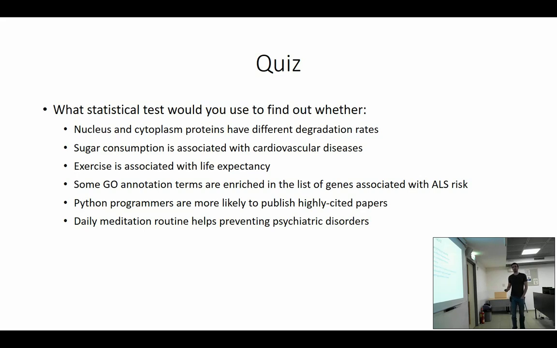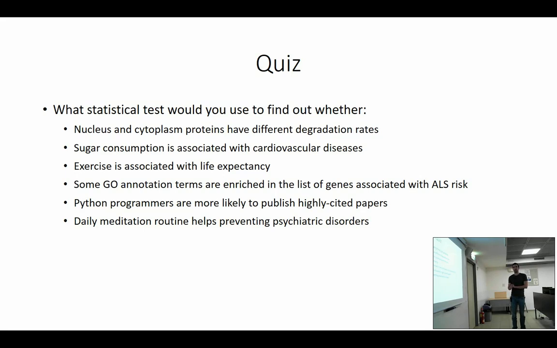OK, yeah, we could use a t-test. Right, because we have two kinds of proteins. So we have two groups, and for each of them, we want to compare some numeric measurement, which is the degradation rate of the proteins. Now what about the second case?